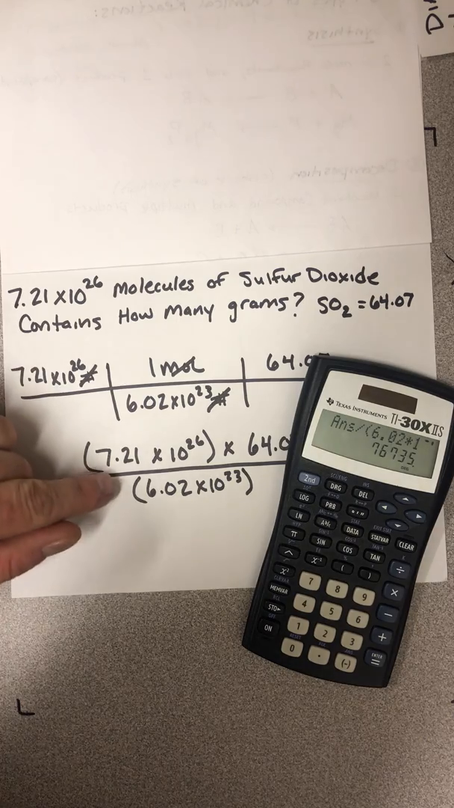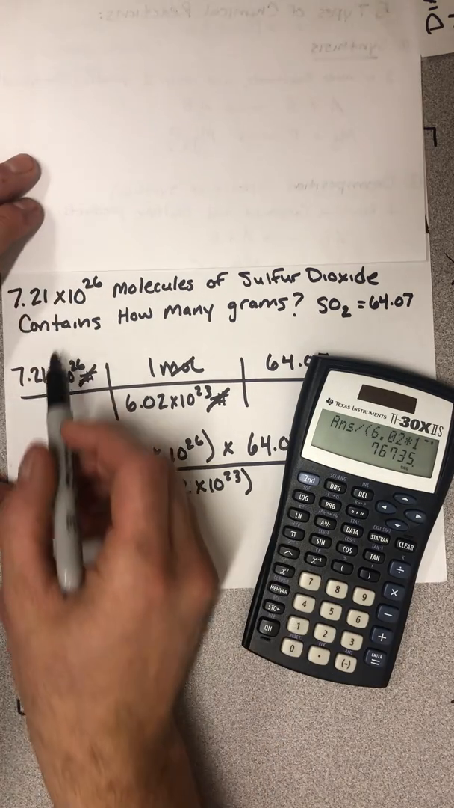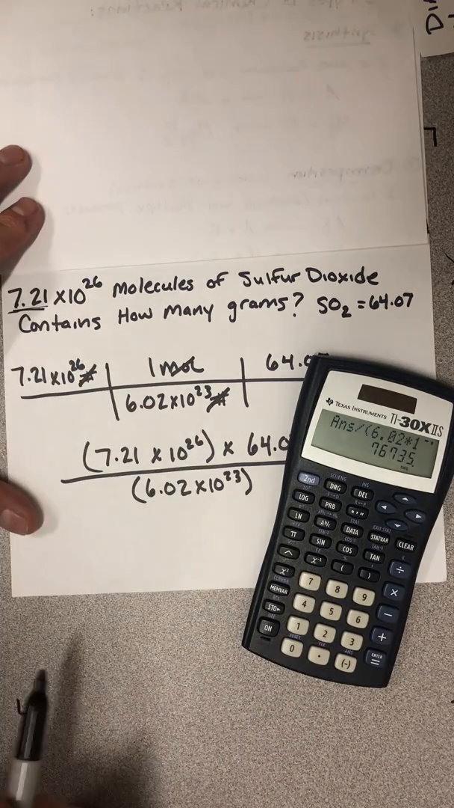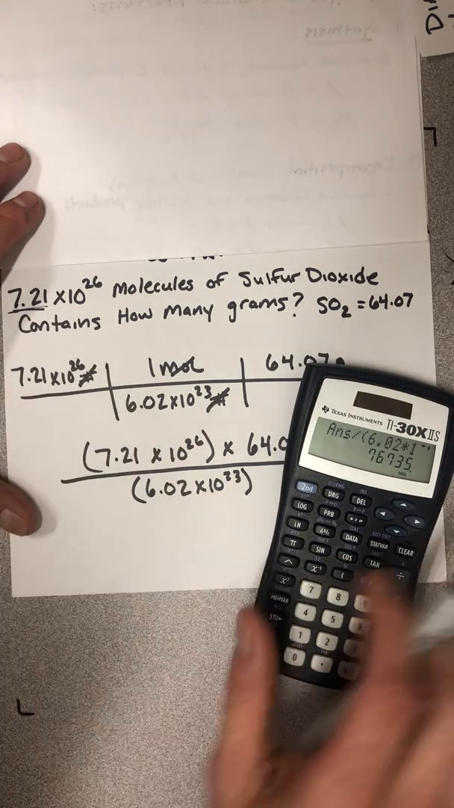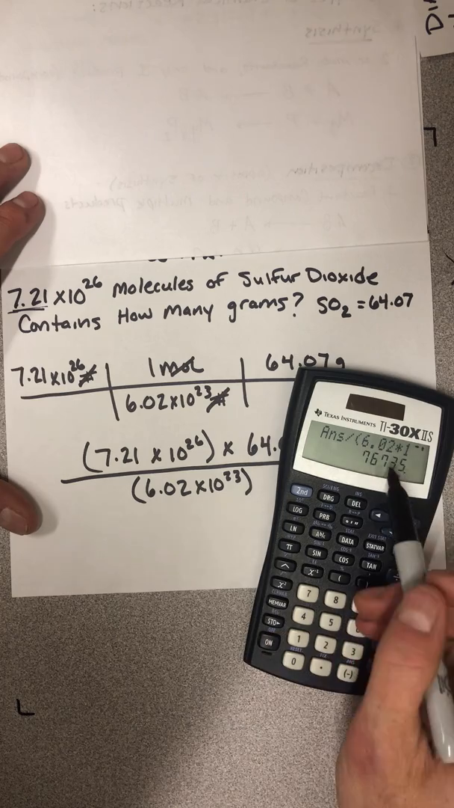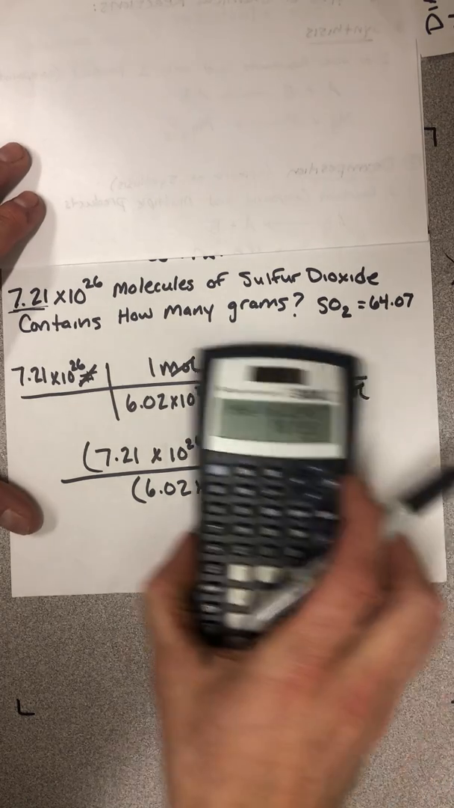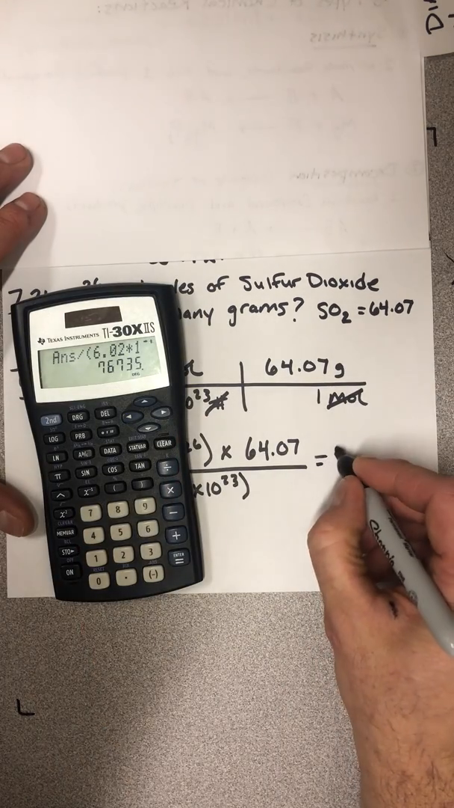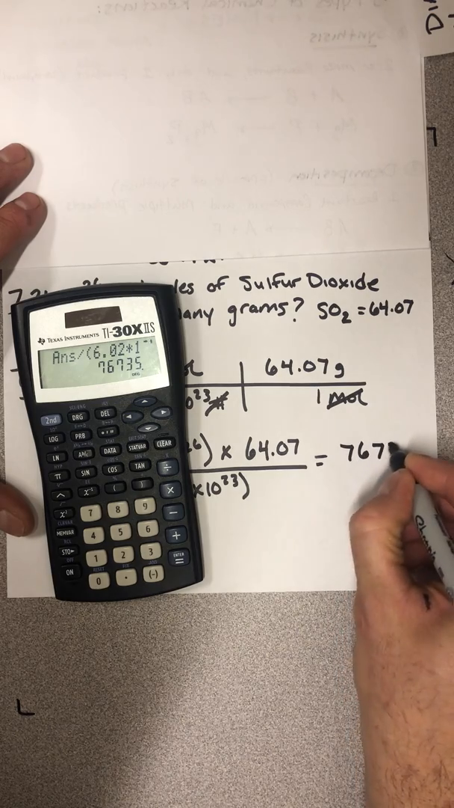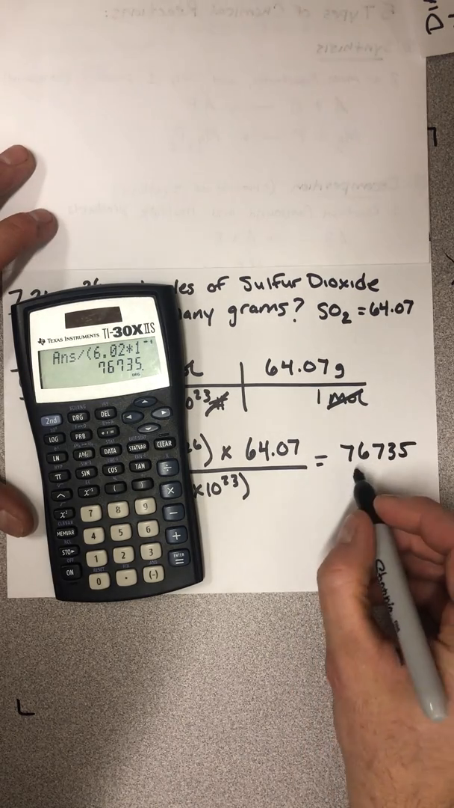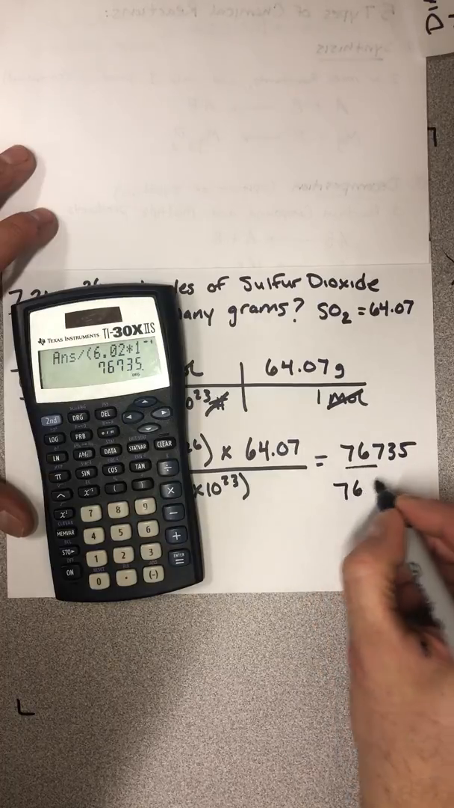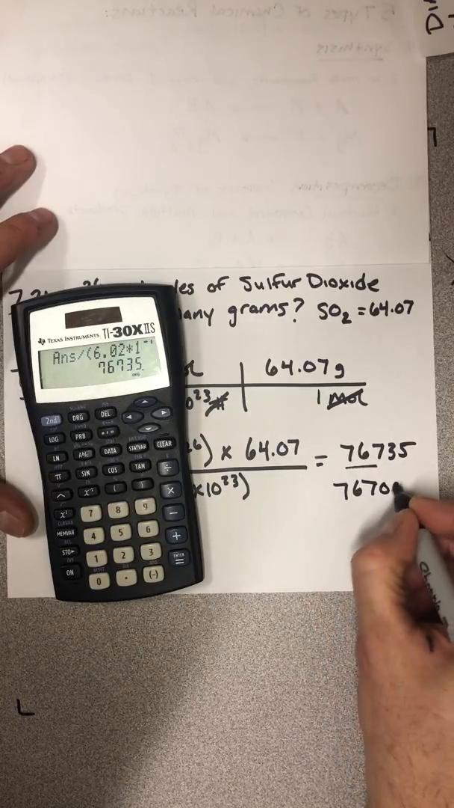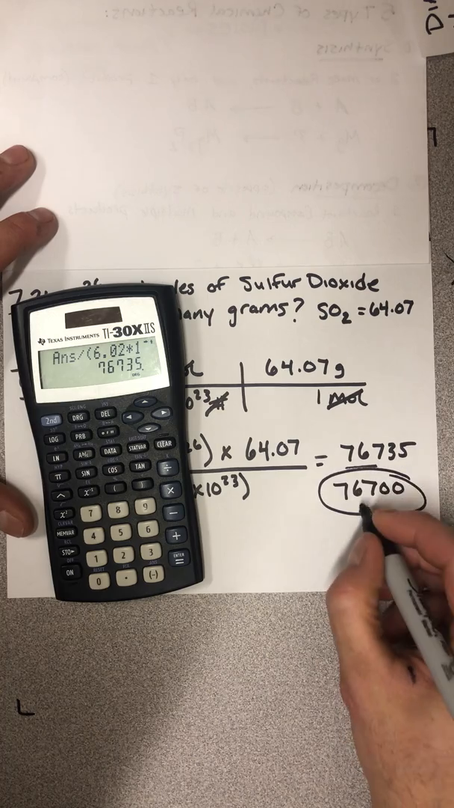So here, sadly, we're limited to 3 significant figures based on the given value in the problem. So we're going to have to trim this number down to 3 sig figs. The answer that comes out on the calculator is 76735. And so we're limited to 3 sig figs. 76700 is your final answer, grams.